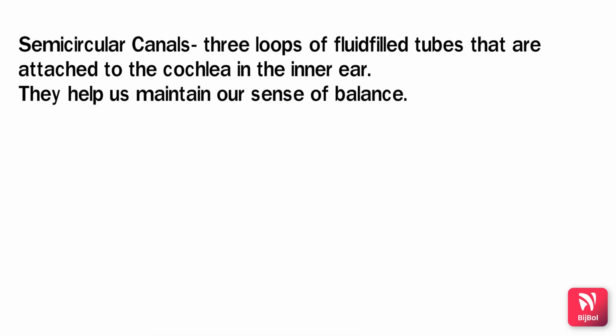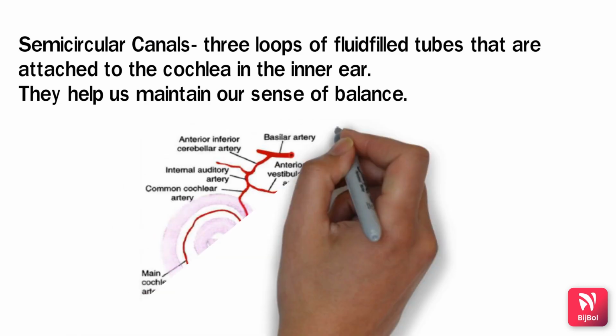The next content would be the semicircular canals. There are three loops of fluid filled tubes that are attached to the cochlea in the inner ear. They help us maintain our sense of balance. What is the main function of the semicircular canal? It maintains our sense of balance.